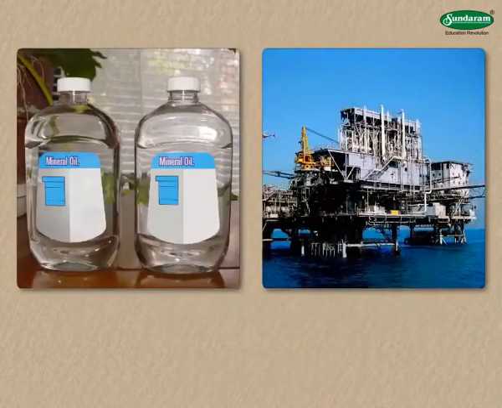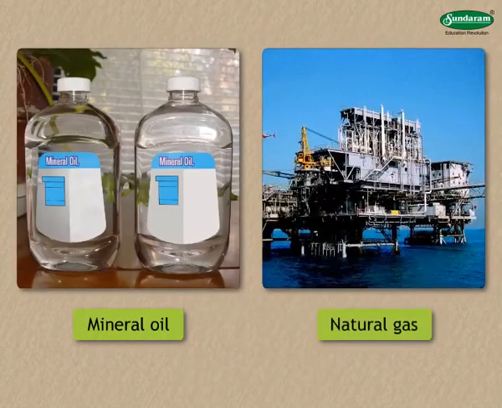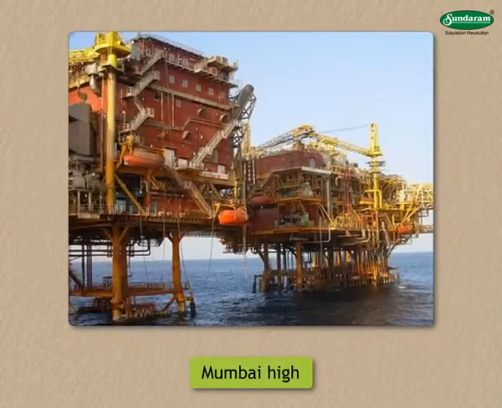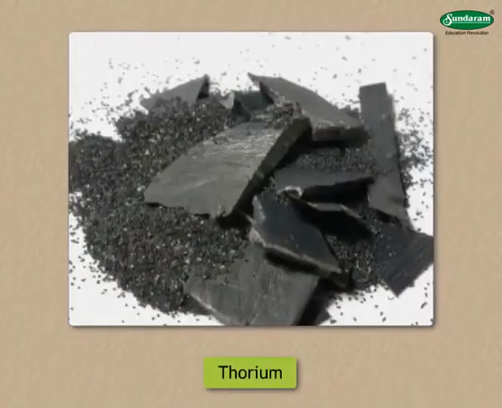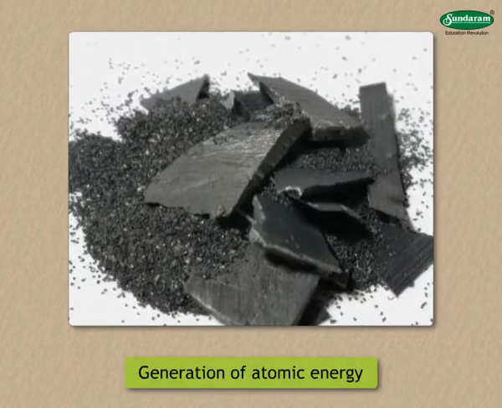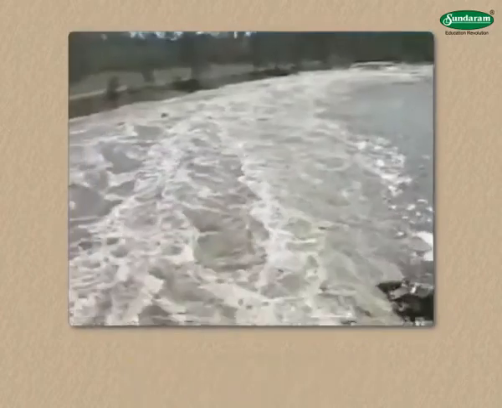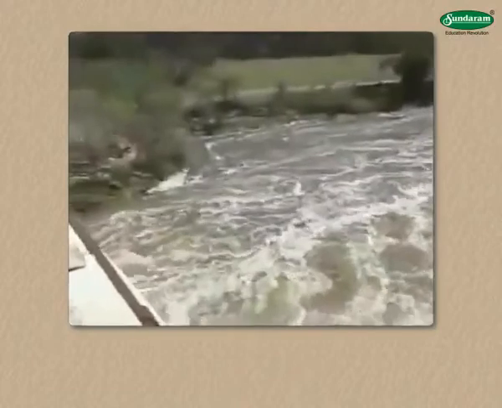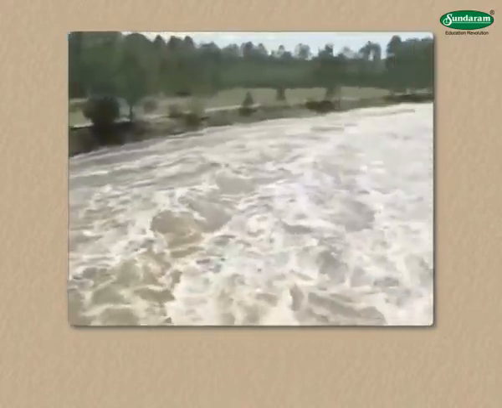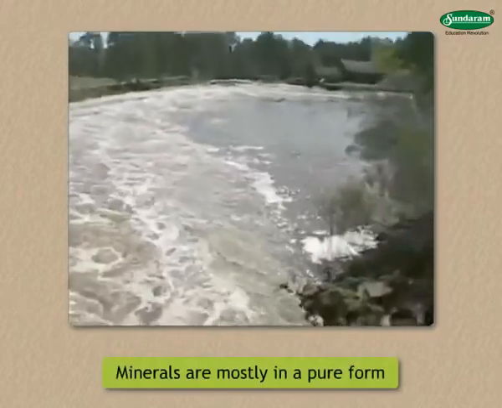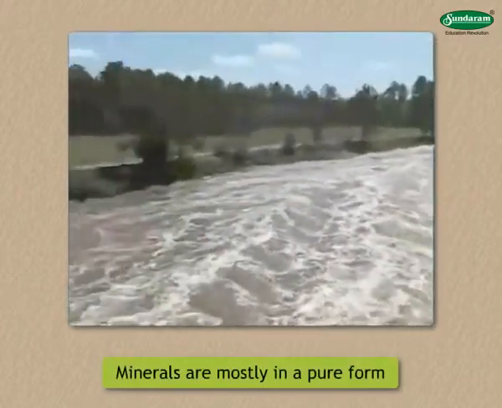Valuable resources like mineral oil and natural gas are obtained from the sea at Mumbai High. Oil and natural gas wells are located here. Thorium is a mineral important for the generation of atomic energy. The minerals in the silt brought by the rivers get deposited along the coast and on the seabed. These minerals are mostly in a pure form.